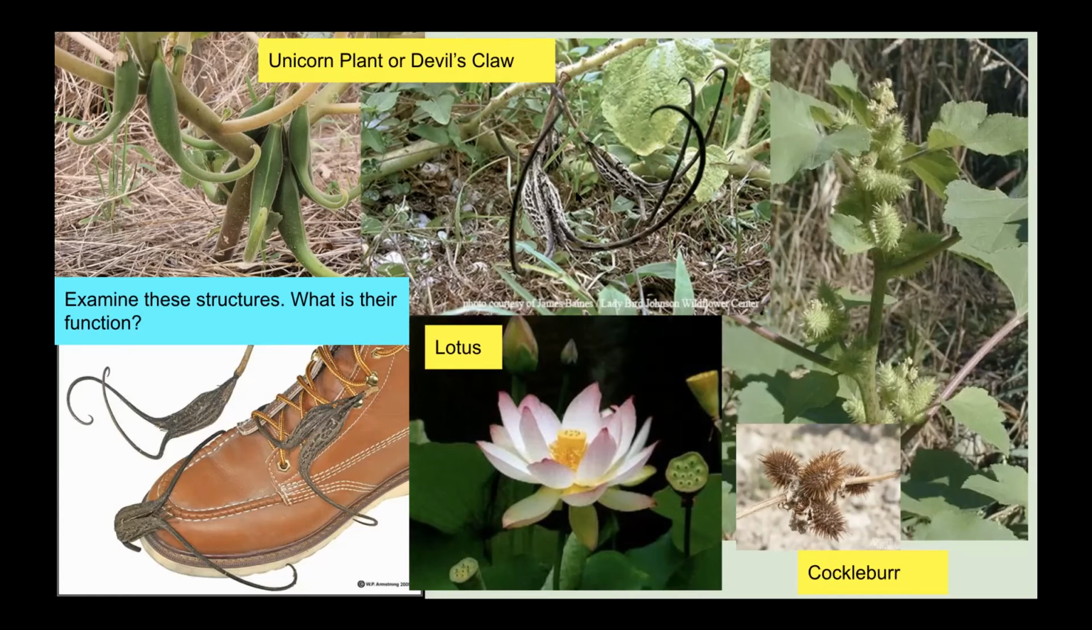And it also gets the name Devil's Claw because as you're walking through a pasture, it might actually get stuck on your foot, or in the case of a cattle, on a cow's foot. And it kind of looks like the devil's coming out to grab you. So that's how it also gets the name Devil's Claw. It's a very interesting seed pod. And then we also have the seed pods of a lotus and then the seed pods of a cocklebur. So think about how does having these structures help that seed disperse.